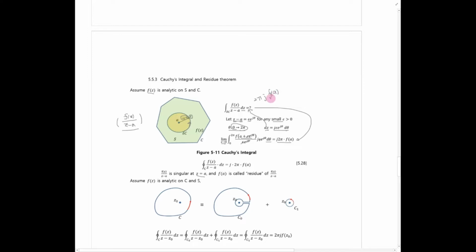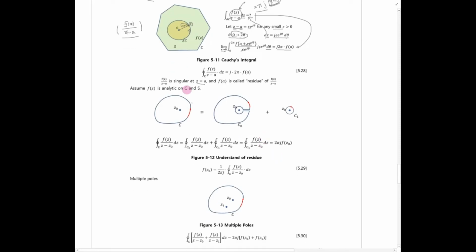So what is this f(a)? We call this the residue of this function. We defined this function f(z) over z minus a, but this function is singular at z equal a. But taking integration over here, if this function is analytic, it should be 0, but it is not analytic at the z equal a point. So if we find out the residue of this one, we can integrate that one. Okay, so here shows how that one can be used.